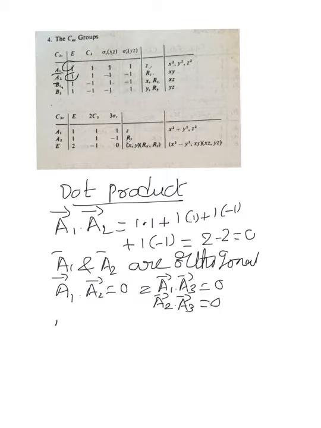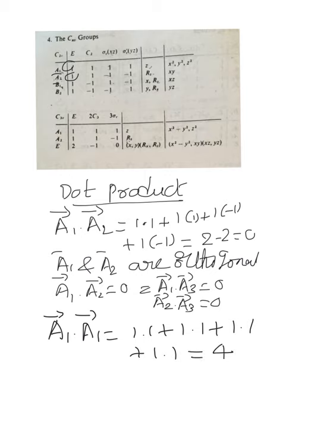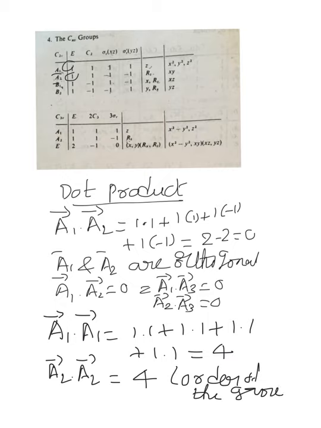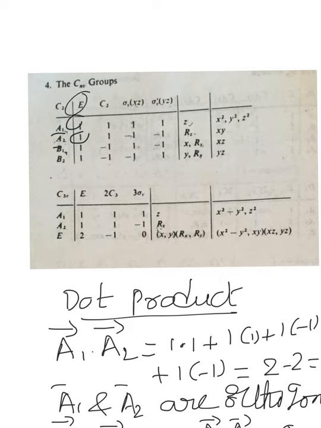Similarly, let's take the dot product of a vector with itself. So 1 into 1 plus 1 into 1 plus 1 into 1 plus 1 into 1. So we get 4. Even if you take A2 dot A2, A3 dot A3 and so on, you get 4. This 4 is called the order of the group. The order of the group is the number of symmetry operations in a group, the number of elements in a group. Here you can see that there are a total of 4 elements, 1, 2, 3, 4.